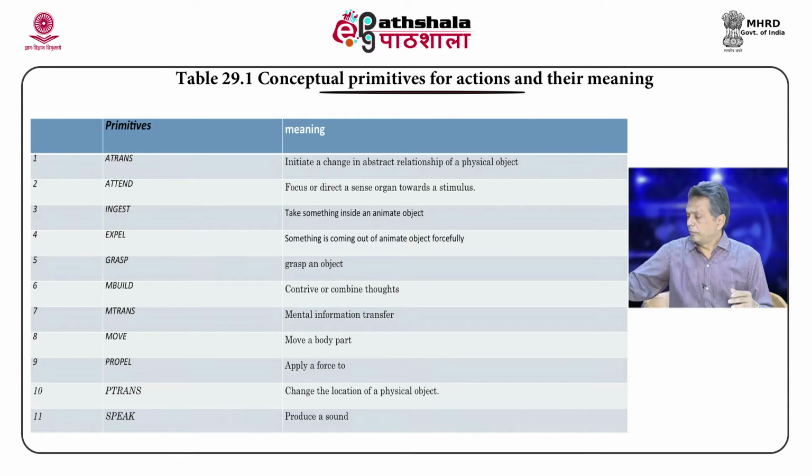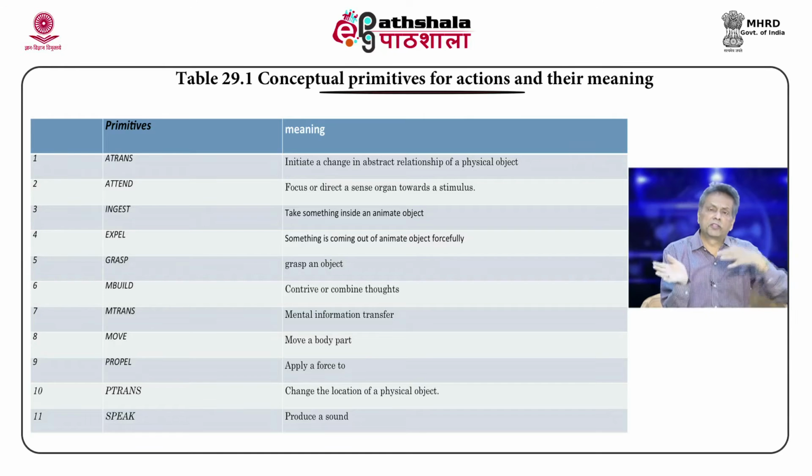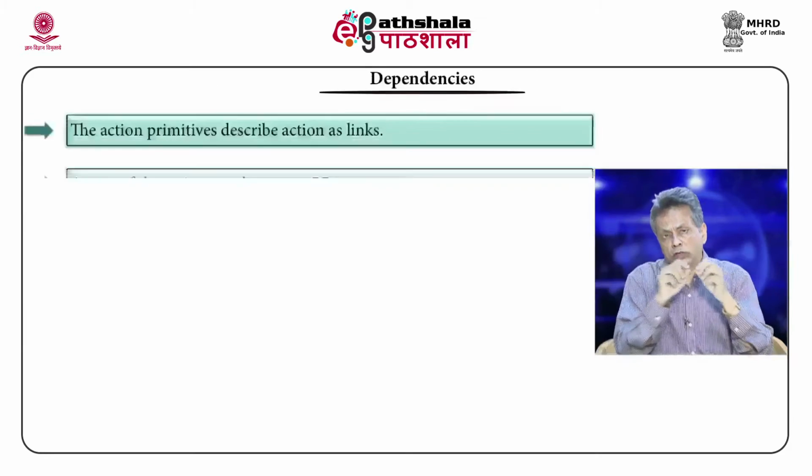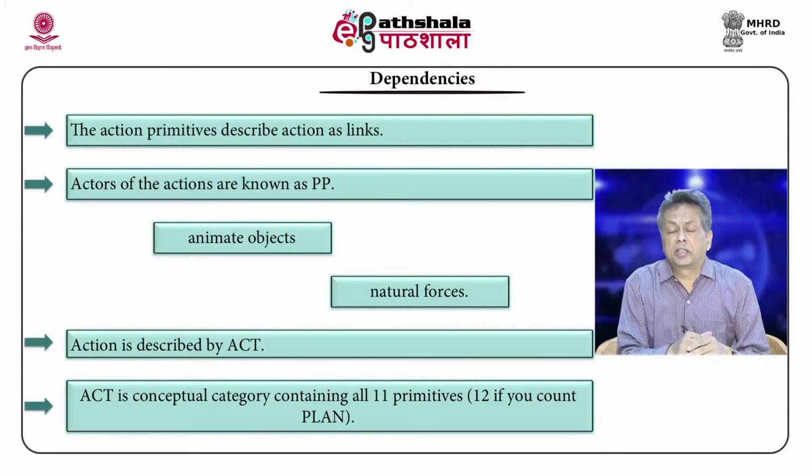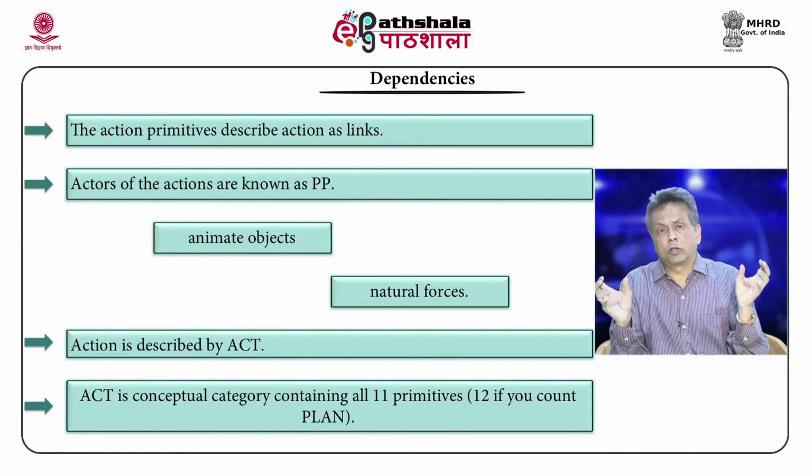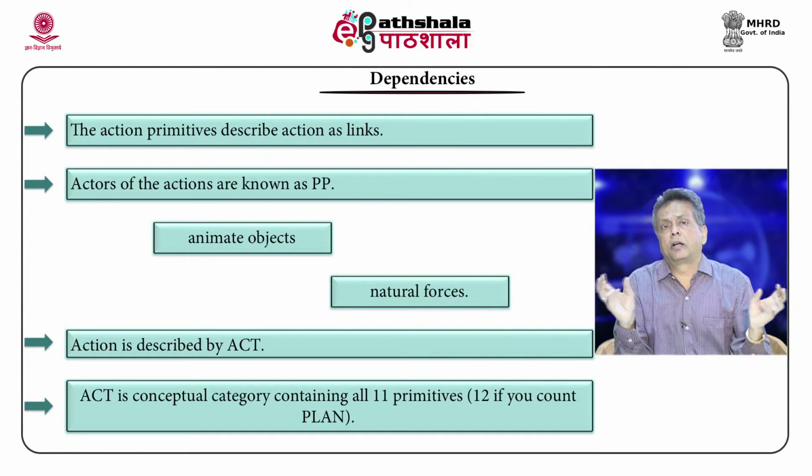So, we have a table which summarizes all the primitives and their work. Now, the second thing that we will have to look at, once we have looked at those primitives which can represent actions or verbs, is the links. Those links are known as dependencies, and very rightly so, because they talk about how one object is dependent on the other one.